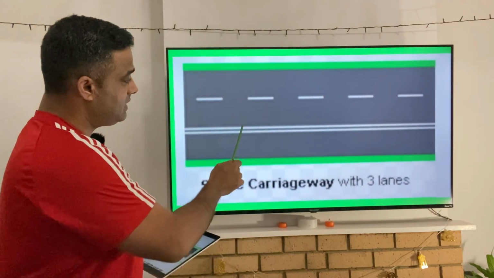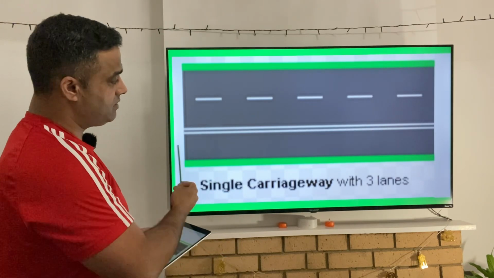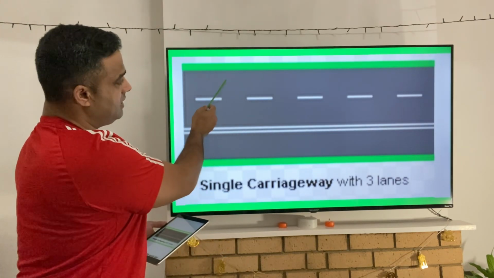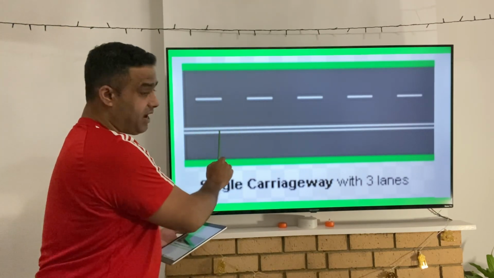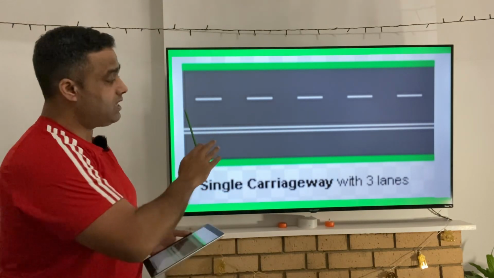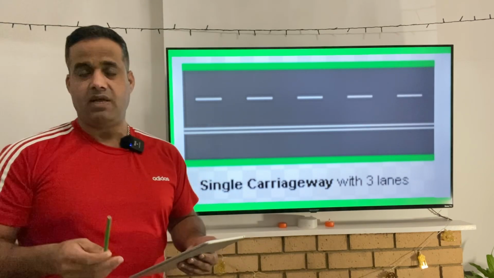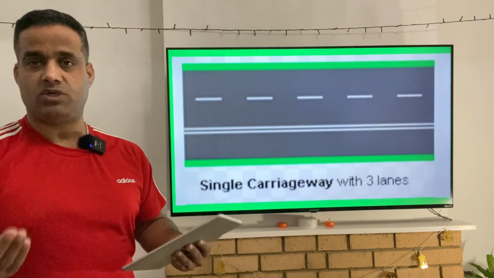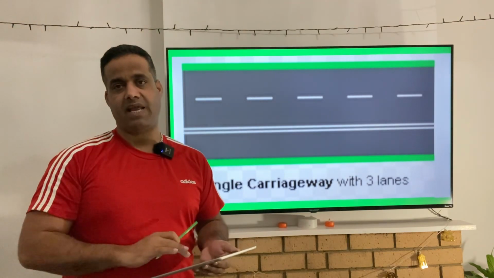Let's talk about a single carriageway with 3 lanes. Look here, this is lane 1, this is lane 2, and this is the middle line, solid white line, and then lane 3. In this case, there are 3 lanes. So what we understand now is that a single carriageway can have 2 or more than 2 lanes going in opposite directions, but there will be no physical barrier.